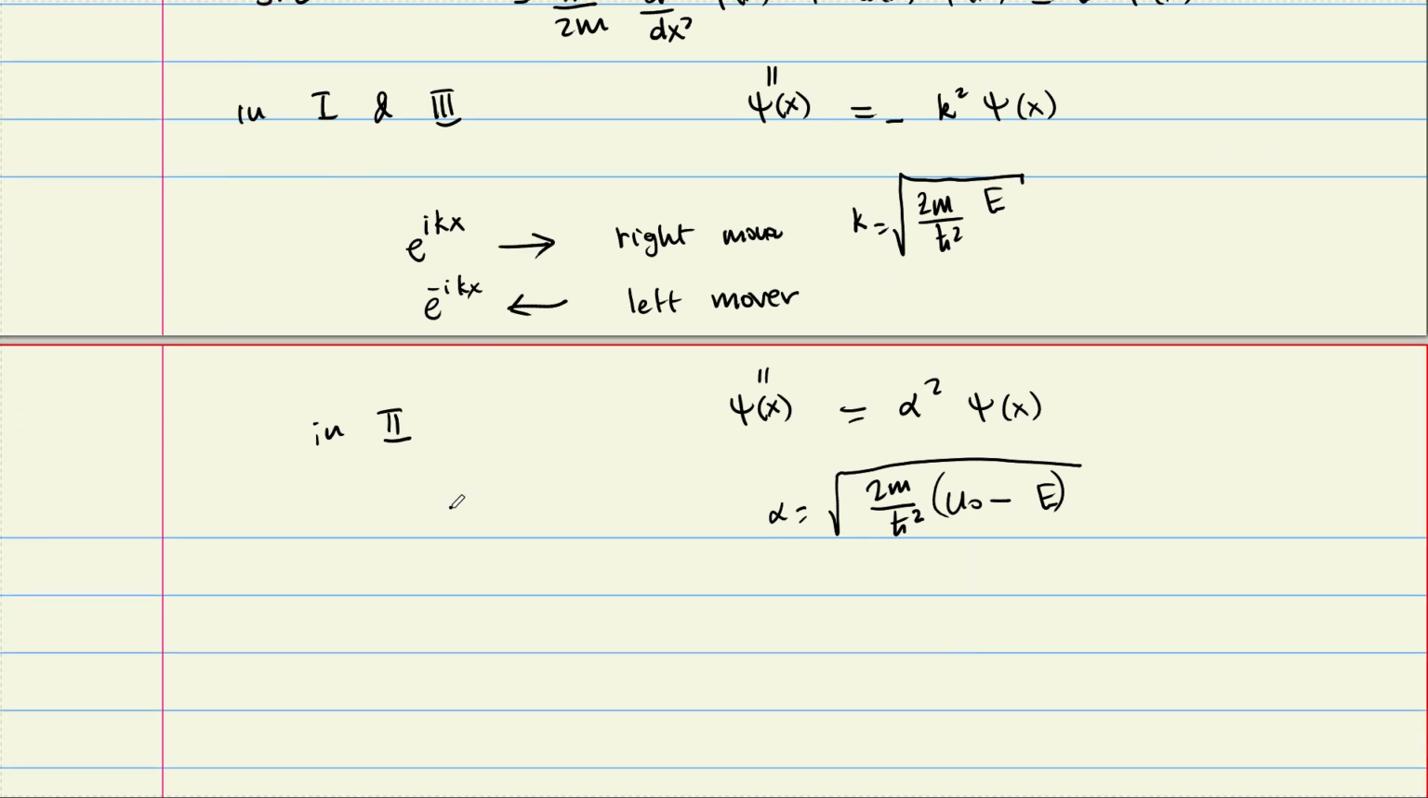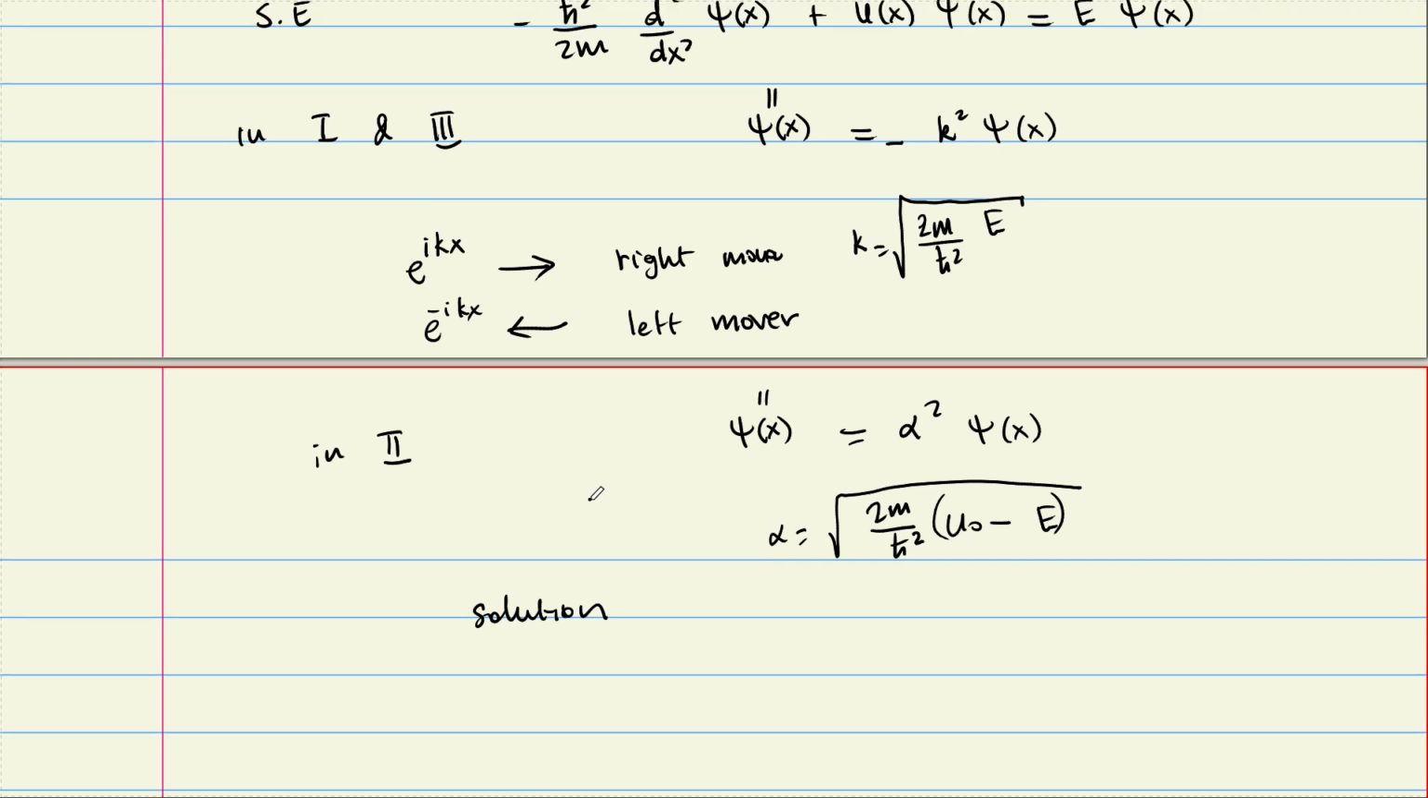And the solutions for this, you can choose either e to the i kx, or e to the minus alpha x or e to the plus alpha x. Solutions are e to the alpha x, and e to the minus alpha x.